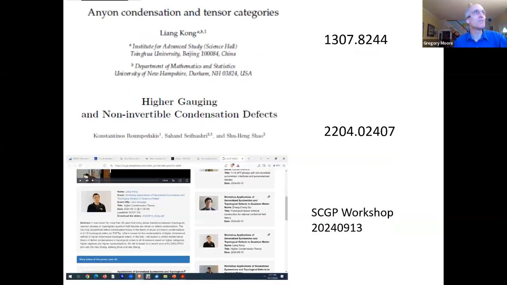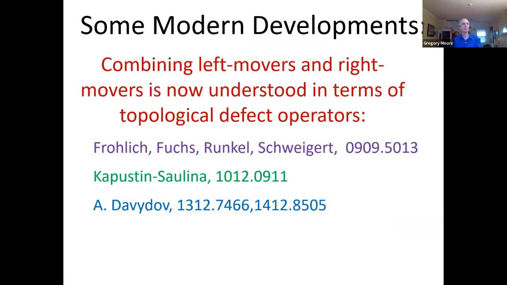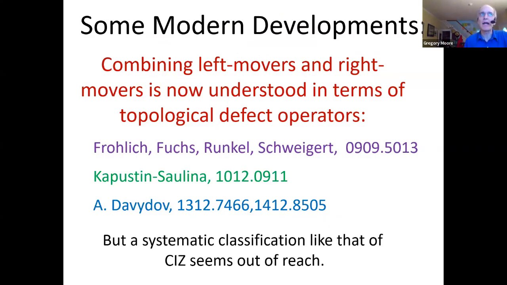Now, anyon condensation remains a vibrant topic of study to this day. In fact, here at the bottom, you see there was a Simons Center for Geometry and Physics workshop just 2 weeks ago, and there were talks about anyon condensation. Some other modern developments related to this: combining left movers and right movers is now understood, and this is probably the right point of view, in terms of the existence of topological defect operators in these papers. But a systematic classification like that of Cappelli, Itzykson and Zuber seems out of reach. There is a paper that looks at the autoequivalences of braided fusion categories for, I think, simple affine Lie algebras.